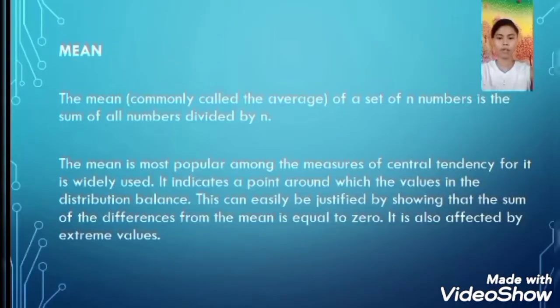My topic is about the mean. The mean, commonly called the average of a set of n numbers, is the sum of all numbers divided by n. The mean is most popular among the measures of central tendency, for it is widely used. It indicates a point around which the values in the distribution balance. This can easily be justified by showing that the sum of the differences from the mean is equal to 0. It is also affected by extreme values.